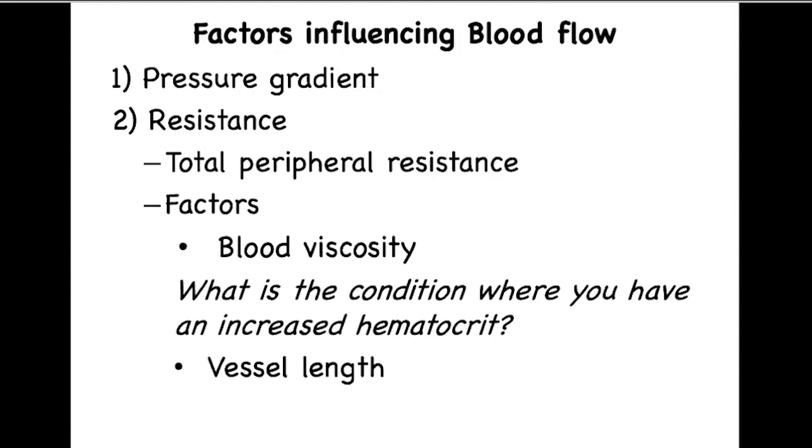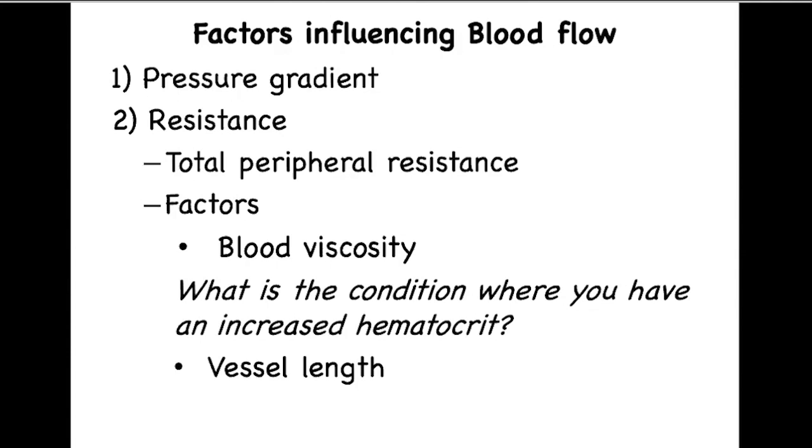A second factor is vessel length. The longer the length of the vessel, the slower the flow. Compare a short garden hose to a long garden hose. If you turn the faucet to the same amount or the same opening for both the short and the long hose, the water is going to come out of the short hose at a faster rate, so flow will be greater in the short hose.